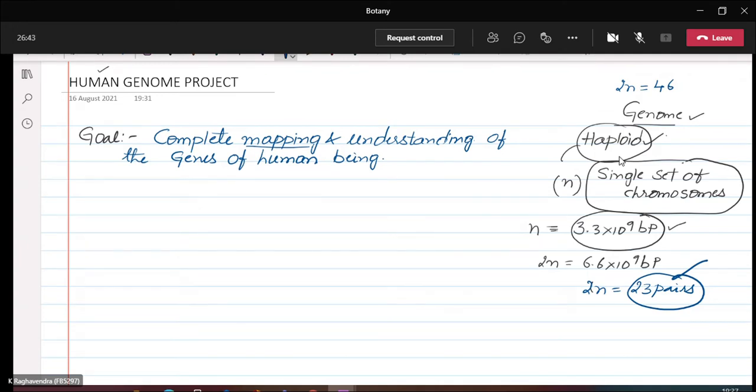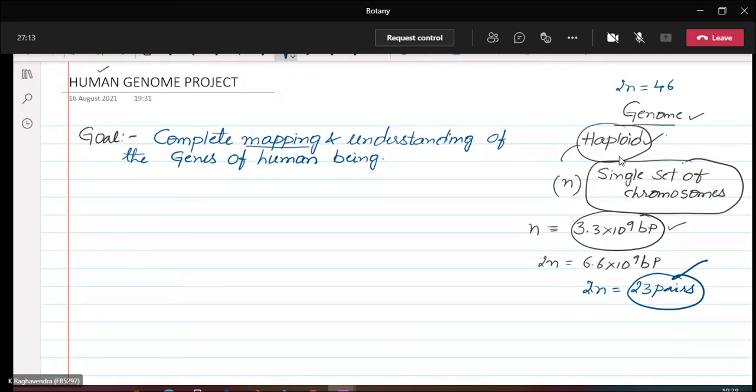In genetics, we have studied about mapping of the genes on the chromosome, which is given by Alfred Sturtevant. That is one of the important discoveries which helped in the Human Genome Project to map the genes. So the first thing is complete mapping and complete understanding of the genes present in the human being.